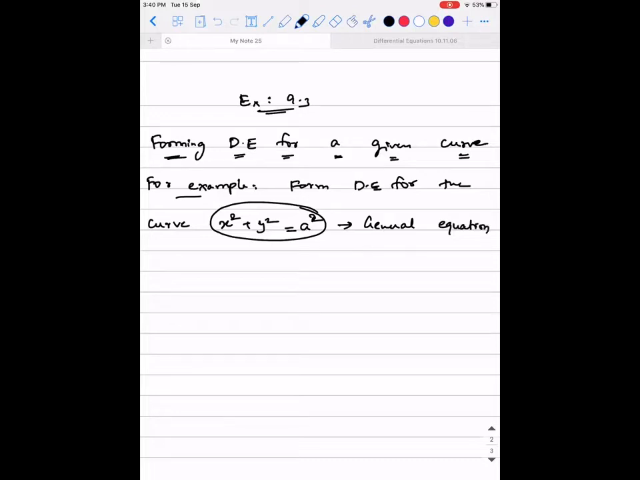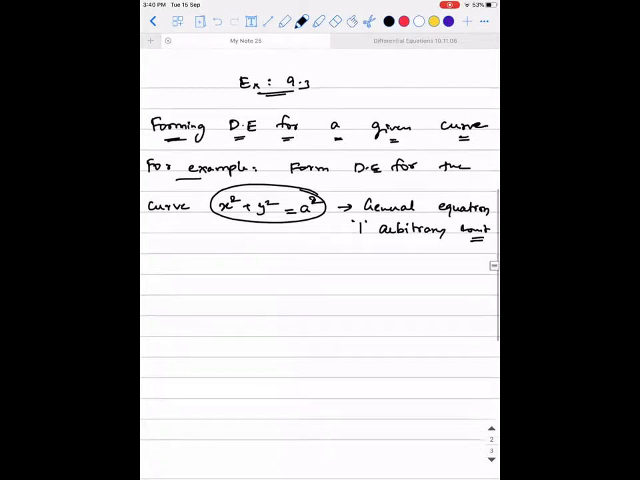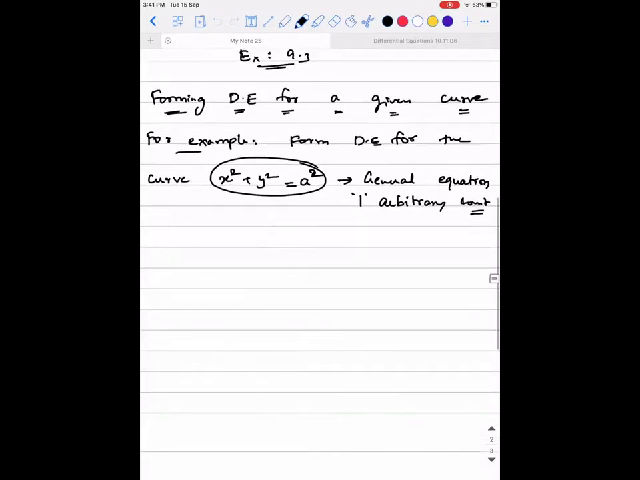Because how many arbitrary constants does it have? One. One arbitrary constant. So remember, the number of arbitrary constants present in the question is equal to the number of times we need to differentiate.